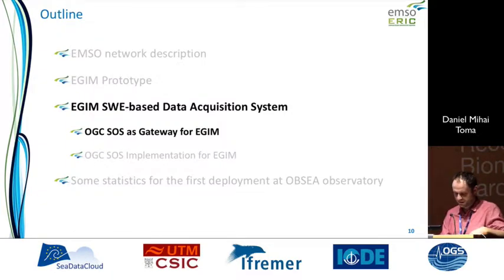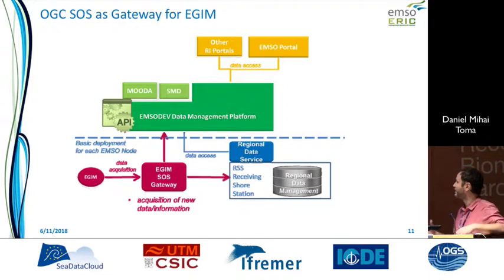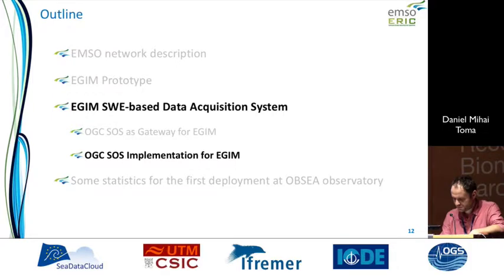In order to make all this system interoperable, what we thought is, okay, let's make the gateway of the EGIM based on SOS from OGC. So the SOS is the gateway to the real-time data produced by EGIM, from all the sensors that are connected to an EGIM, but also the technical information from the EGIM. This data is accessible from the data management platform, which provides other products and services through this SOS server. Okay, how to do this in an automatic way?